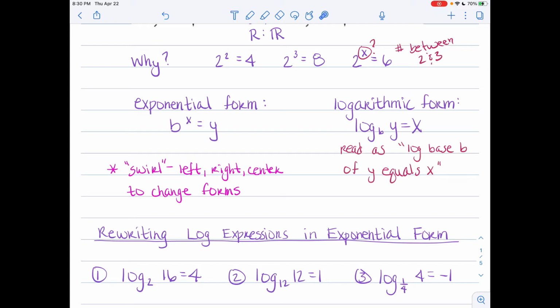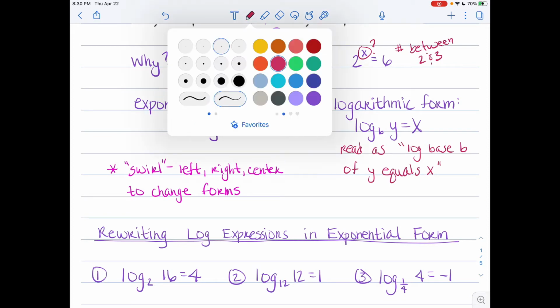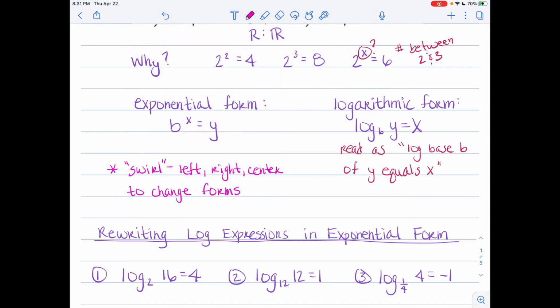And a lot of times we'll have numbers plugged in for some or all of those. Here's how you can easily remember how to change from one form to the other. It's called the swirl. And so here's what we do. I'm going to do it a couple times so that you can see it and practice it. We start with the number on the far left and we swirl or make a circle around it. Then we head all the way to the right and we swirl across that and then to the center. So left, right, center.